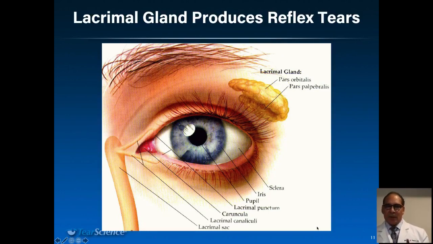Sometimes we can close that drain up to help keep your eye a little more wet, and we'll talk about that. But it's important to understand, again, the tears are secreted when you blink, and then they drain out through this drainage hole, okay?